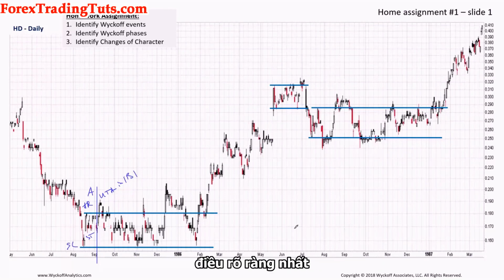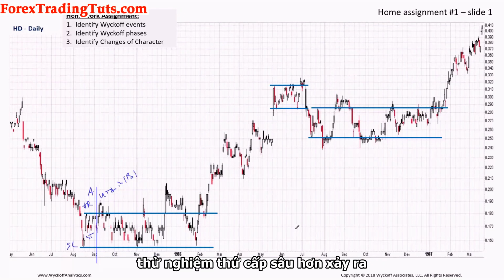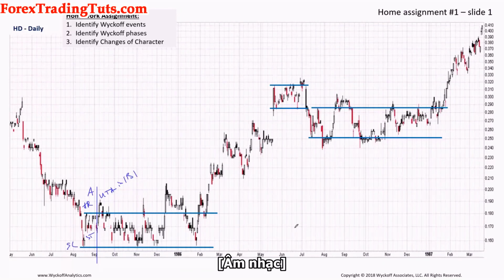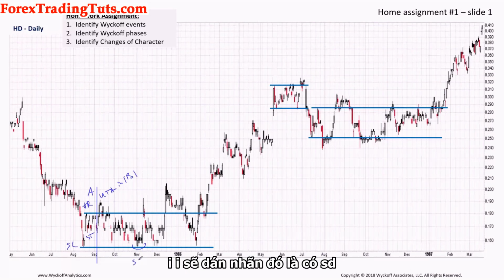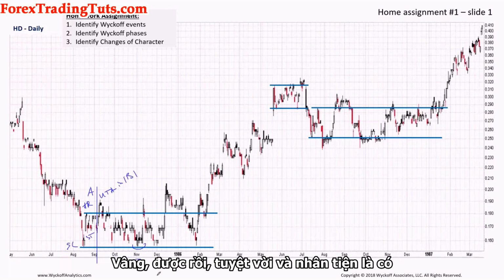The most obvious thing is a deeper secondary test that occurs in November, which is essentially very close to the support level, and the behavior of the price when it reaches that level. Okay, so what is it? How would we label it? I would label it as secondary test. Yes, ST. Okay, great.